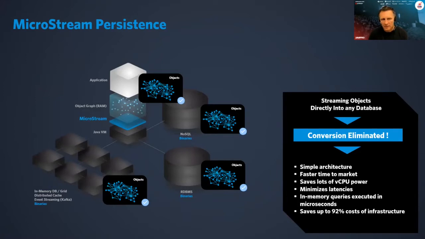And now we are able to query the object graphs directly in memory. So different to database systems, we do not query the database server. We query the object graph directly in memory with the Streams API or GraphQL. And this is the reason why searching with MicroStream is so incredibly fast.